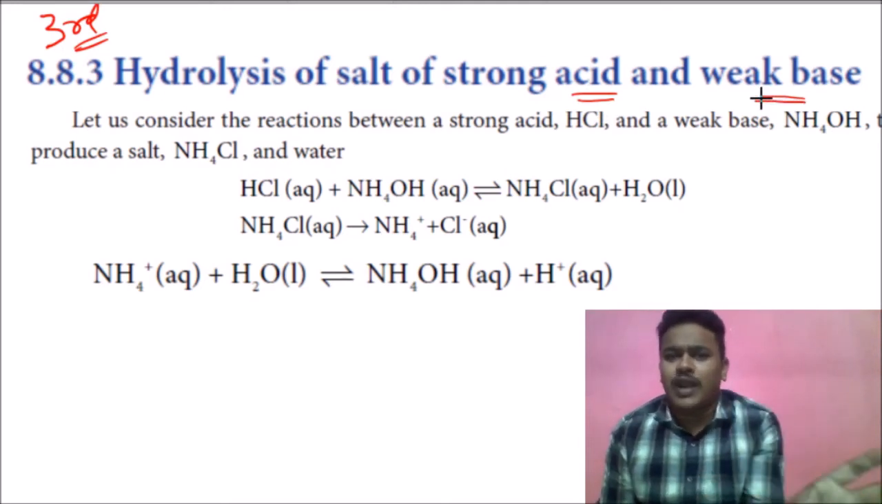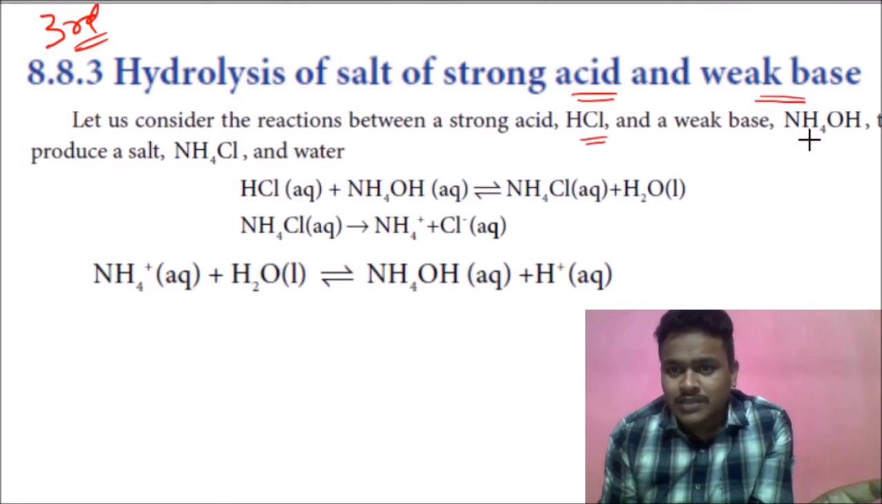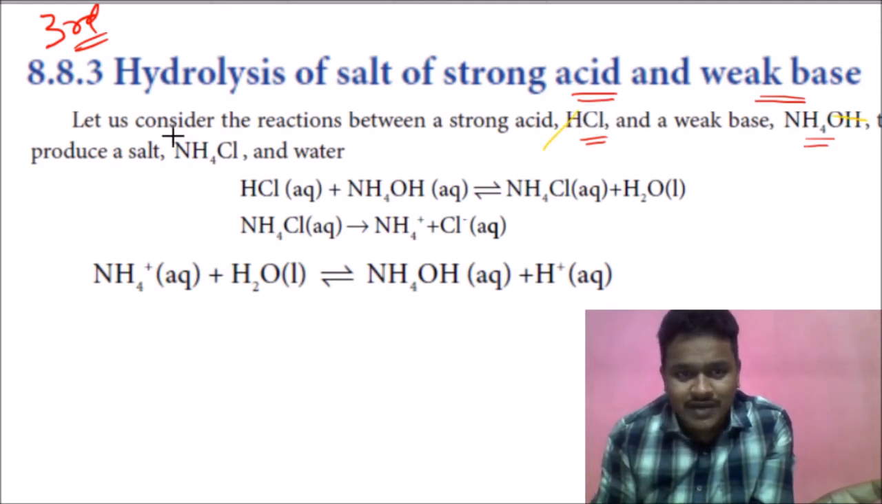Similar process only we have to apply. Here, strong acid and weak base you have to take. What is the strong acid they are taking? HCl is a strong acid. Weak base they are taking NH4OH. Here, this acid loses H plus, this base loses OH minus. What is the salt forming? NH4Cl is our salt. This we have to do hydrolysis now.